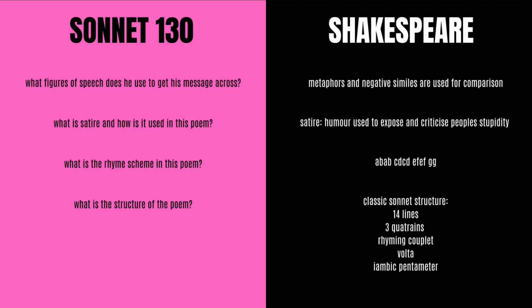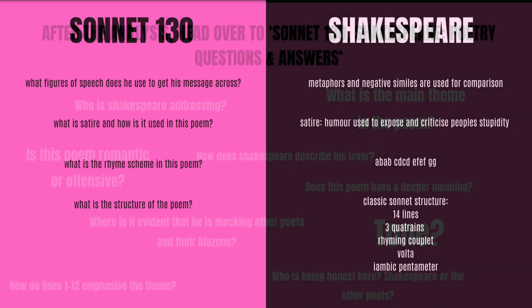What is the structure of this poem? It is a classic Shakespeare sonnet, so they all follow the same structure, which is 14 lines long, 3 quatrains, a rhyming couplet, there's a volta or a turn in the rhyming couplet, and iambic pentameter, which mirrors everyday speech patterns and is when you have 10 syllables on a line. It also alternates between stressed and unstressed syllables.